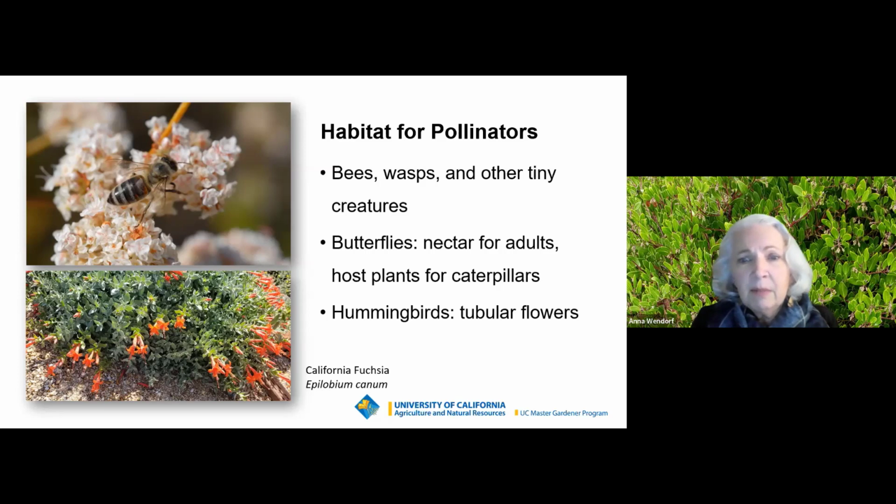And then, of course, the hummingbirds are also considered pollinators, and we can provide them with some tubular flowers. This is a California fuchsia. This is a really beautiful form of California fuchsia that is a hybrid. You don't want to plant out the non-hybrid California fuchsias because they tend to spread, but this one is particularly beautiful, and I'll show you a little bit more about it later.